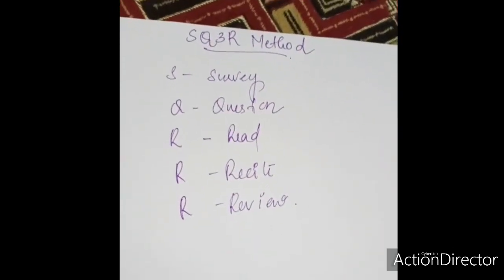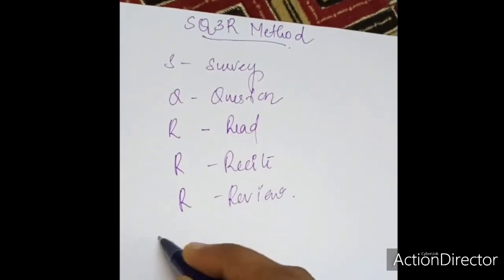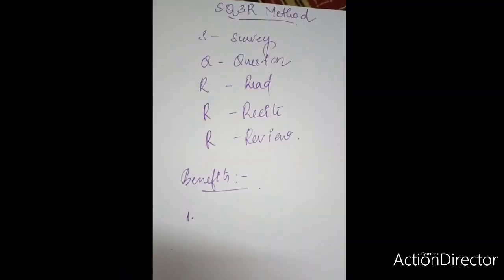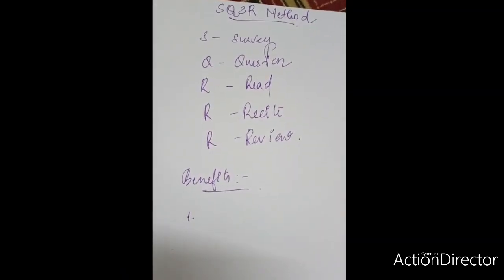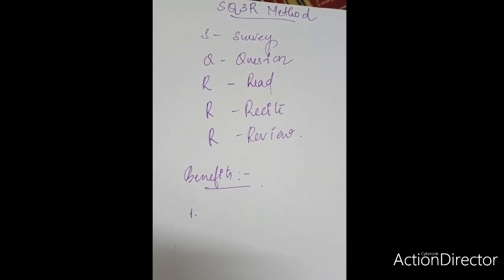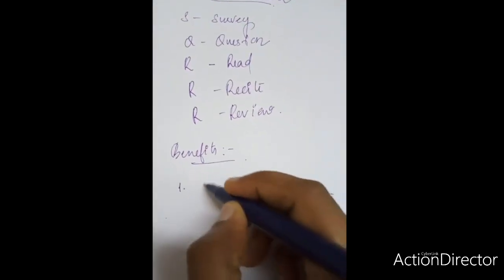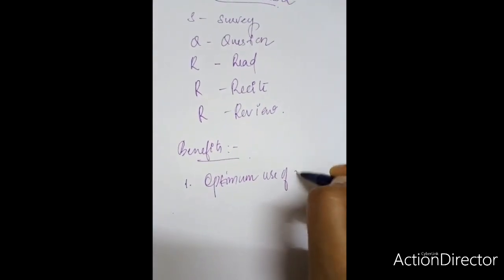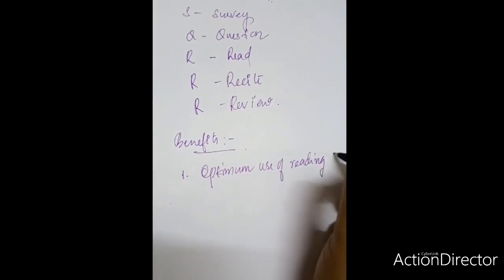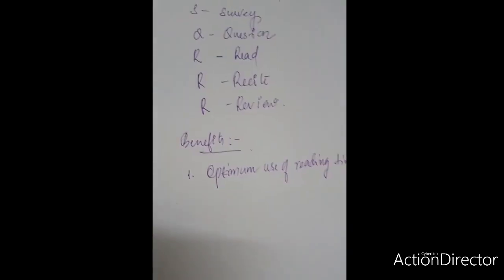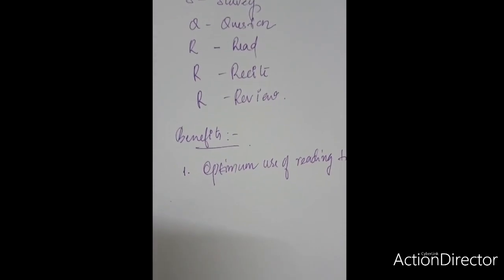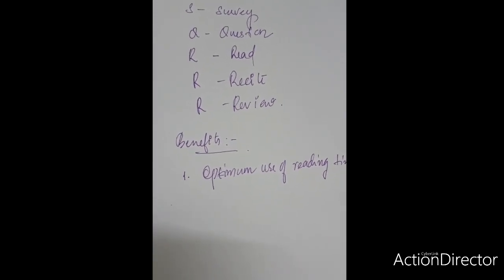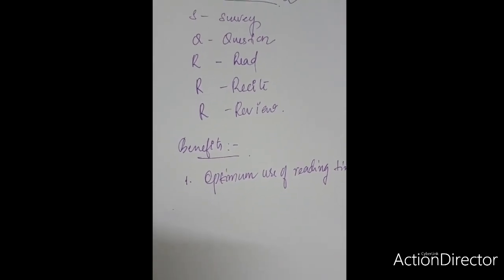So next we are going to learn about the benefits, right, benefits of this SQ3R method. Firstly, the main advantage of working with the SQ3R method is optimum use of your reading time. By first focusing on the structure of the text, you get a foundation on which you can place all relevant information. You will read deliberately, ensuring that you remember the content better, right?